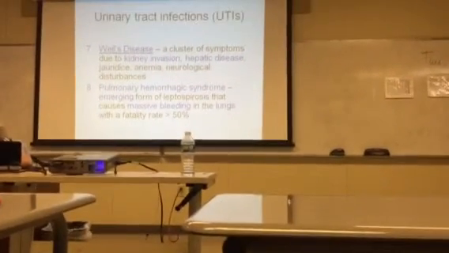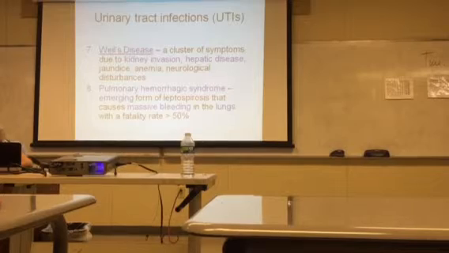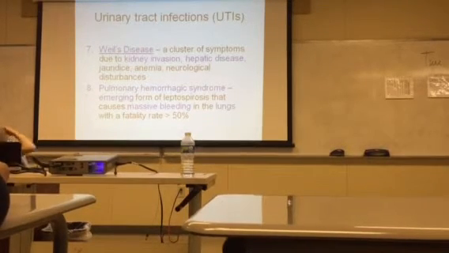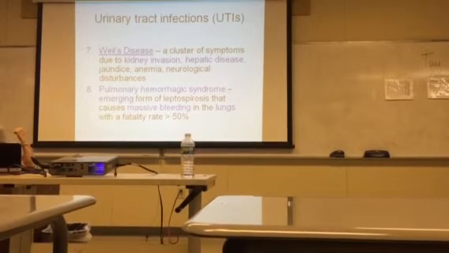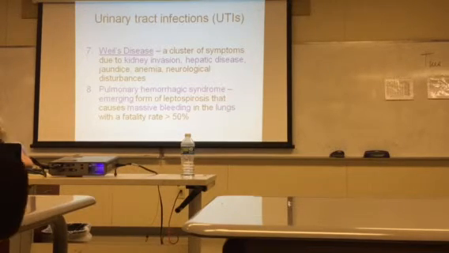So Weil's disease is a cluster of symptoms caused by this invasion of the bacteria to the kidney or the liver. And you get jaundice, anemia, and neurological symptoms as well. Now they have an emerging form of leptospirosis. It's called pulmonary hemorrhagic syndrome, and it causes massive bleeding in the lungs, and it has a fatality rate of greater than 50%. So this is an emerging disease.